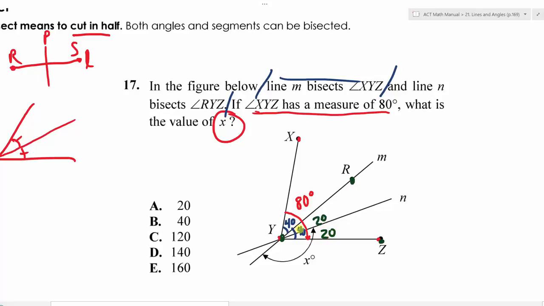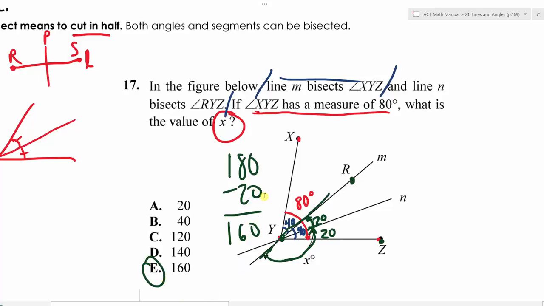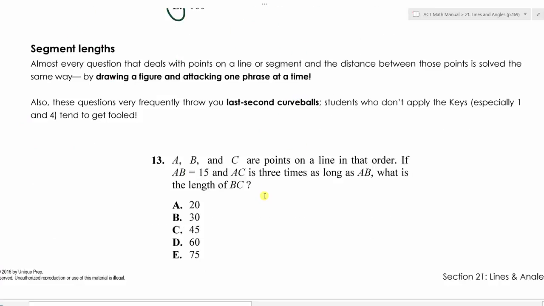So now what I should be able to see is that x goes from here up to here, which means it runs pretty much all the way along line M except for this last 20 degrees. So again, it spans from here all the way to here, and there's this last 20 degrees to get all the way back around to M. 180 degrees in a line, take away that 20 degrees, 180 minus 20 equals 160. So x equals 160. A little bit tricky if you have trouble keeping track of your angles and what's being bisected and so on and so forth.